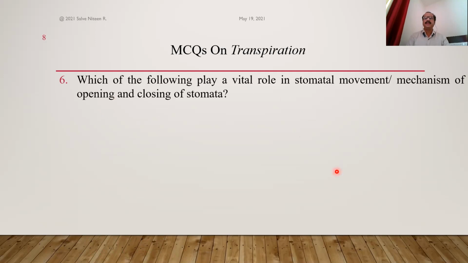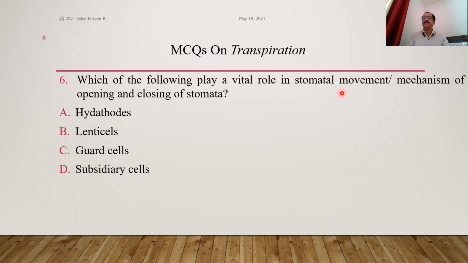Which of the following plays a vital role in stomatal movement? This mechanism of opening and closing of stomata is also called stomatal movement or diurnal behavior of stomata. Which of the following plays an important role in the process? You have studied that these are the specialized epidermal cells called guard cells. So C is the right answer here.